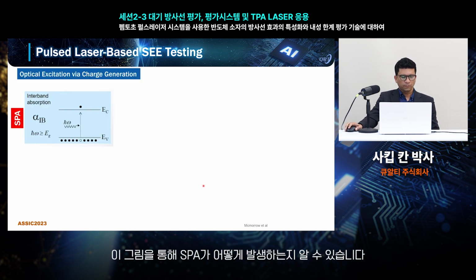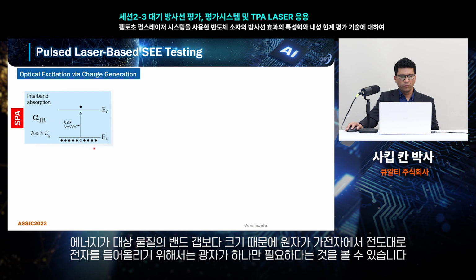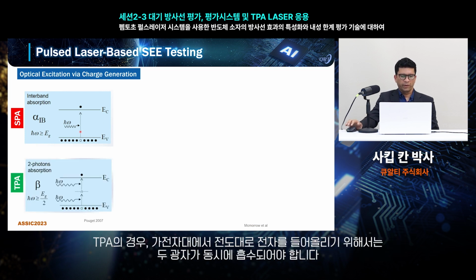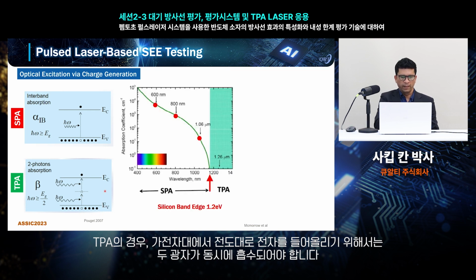This figure shows how the SPA takes place. You can see only one photon is required to lift the electron from the valence band into the conduction band, since the energy is above the band gap of the target material. For the TPA, however, we need two photons to be absorbed at the same time in order to lift the electron from the valence band into the conduction band.